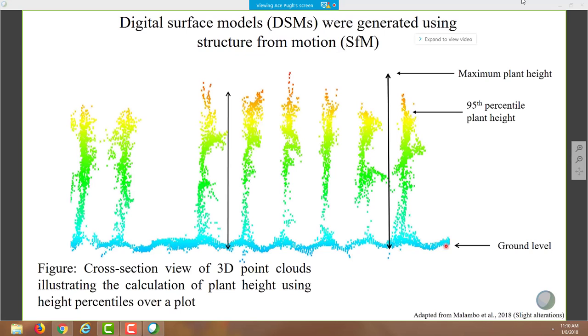And this is a slide showing a cross section of a plot from the side. So the plants are basically here. And as you can see, there were different percentiles that were taken from this UAV data. And you can see here's the maximum and then the 95th percentile. I just wanted to show this so that we have an idea of what these measurements mean later in this presentation.